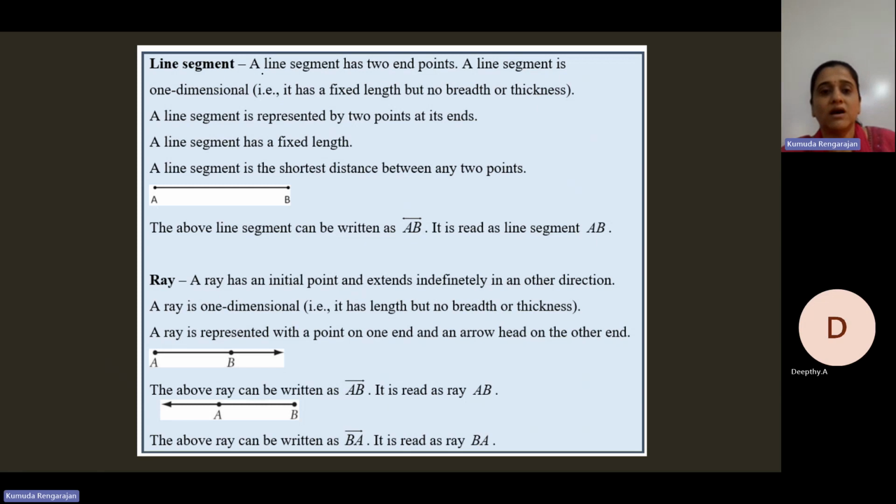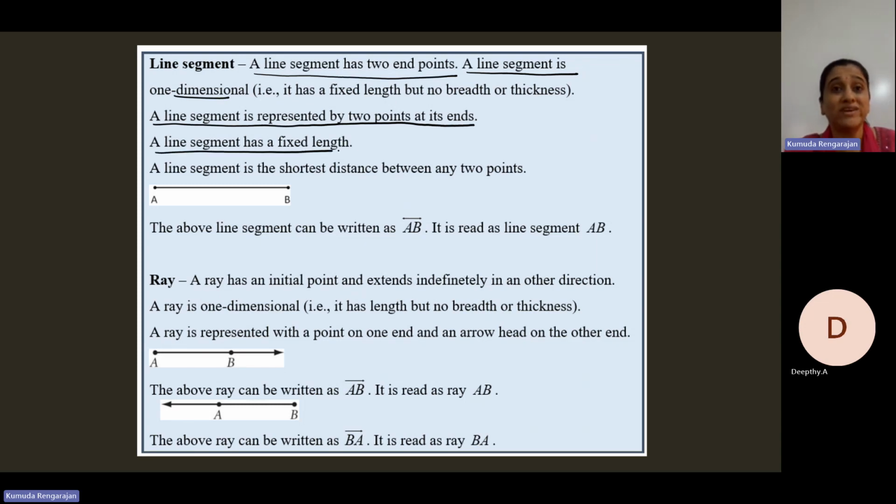Let's read all this once again. A line segment has 2 endpoints. A line segment is one dimensional. It has only length, no breadth, no thickness. A line segment is represented by 2 points at its ends. A line segment has a fixed length. A line segment is the shortest distance between any 2 points.